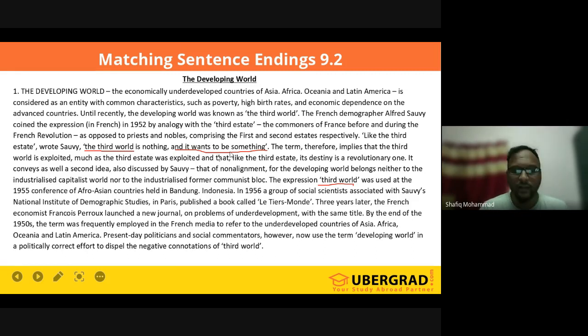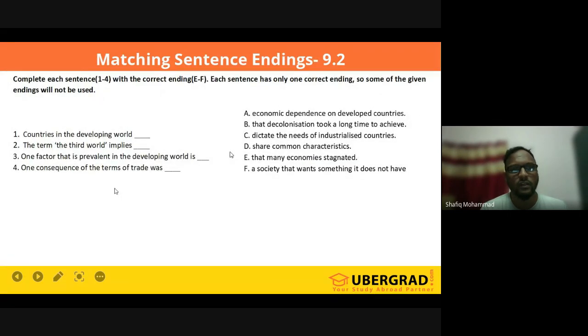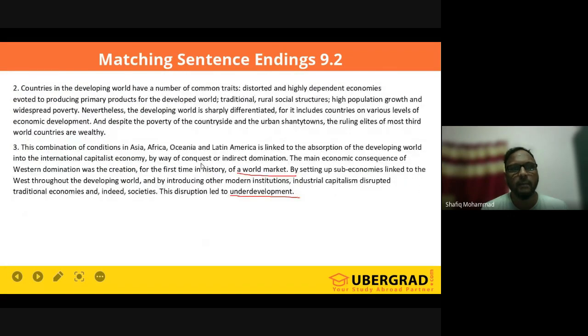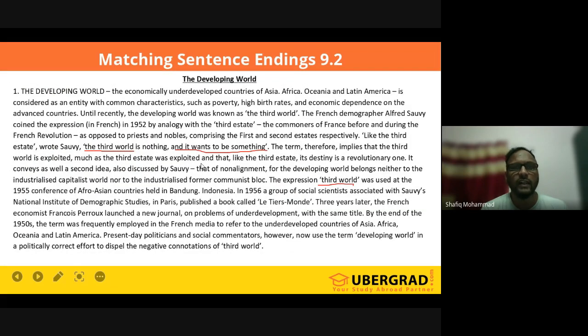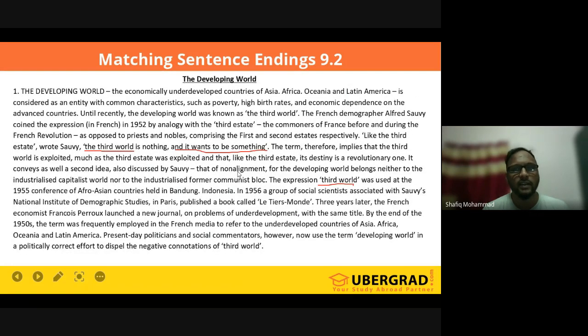Okay, Krishna Kurana, third question. So that's what I was telling. One factor that is prevalent in the developing world is economic dependency. By reading the entire passage, you can tell that. Even the first paragraph tells that all the developing countries depend on developed countries, right? The economic dependence, isn't it? So usually it is also there here.